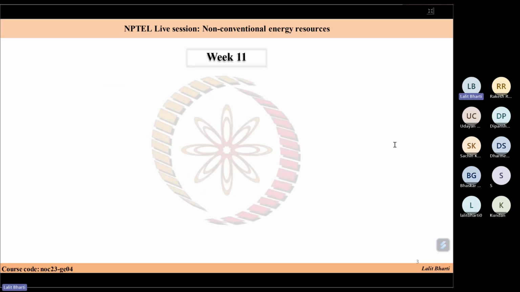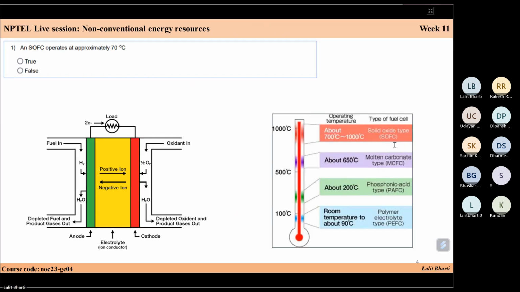So basically, this is our week 11, and we will try to cover different types of fuel cells and some part of batteries. Then we'll see a few questions from last week on batteries. So we'll start from the assignment questions.